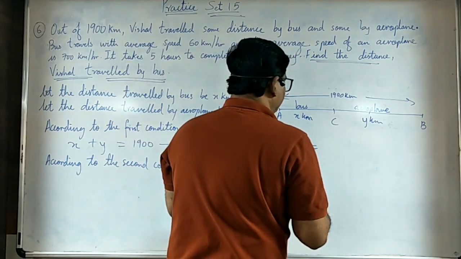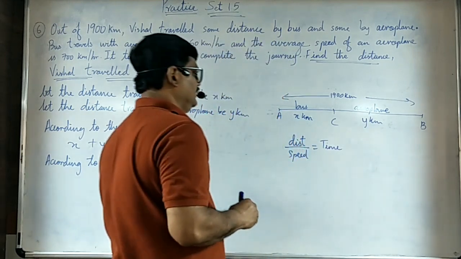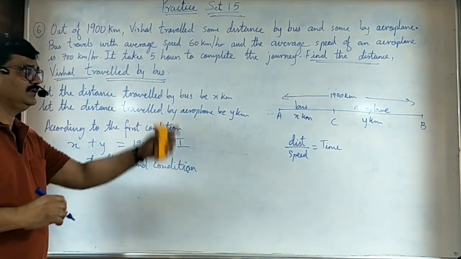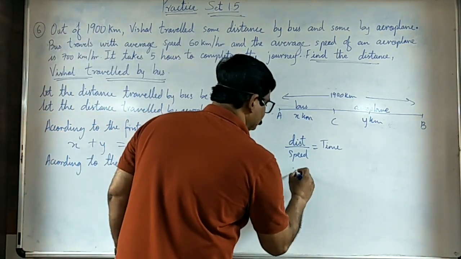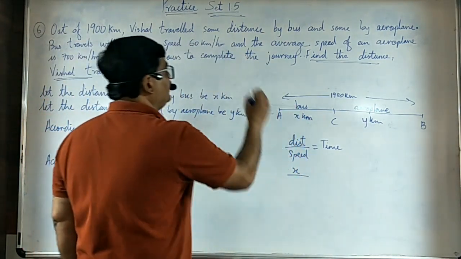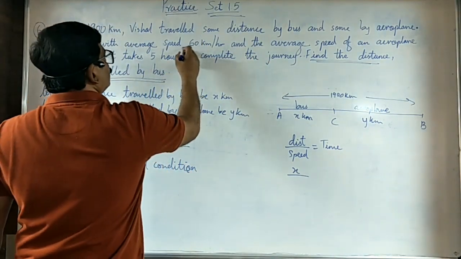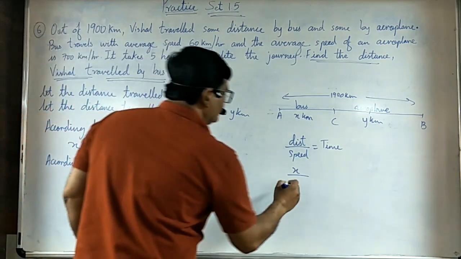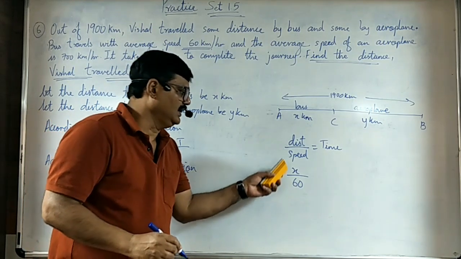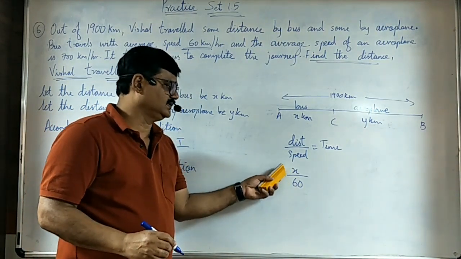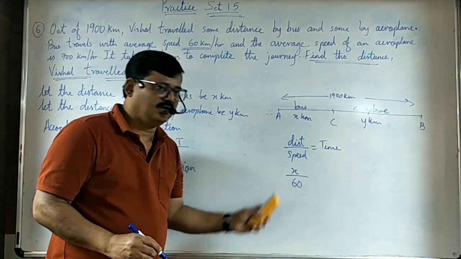So according to the formula, the distance traveled by Vishal by bus is x, and the average speed of the bus is given to us as 60 km per hour. So what I get is x upon 60. This is the distance traveled divided by the speed of the bus, so what I'll get is the time.